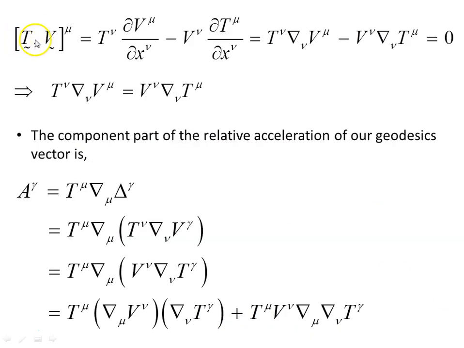Alright, now let's evaluate the components of that commutator. That's this object here, and generalising it to a manifold, we use the covariant derivative here is 0, and that implies that this arrangement here is equal to this one. Now the component part of the relative acceleration of our geodesics vector is, so here's the relative acceleration of our geodesics, and that becomes this object here, and that's this, and where gamma, delta with contravariant gamma, put this object in here, which came from here.